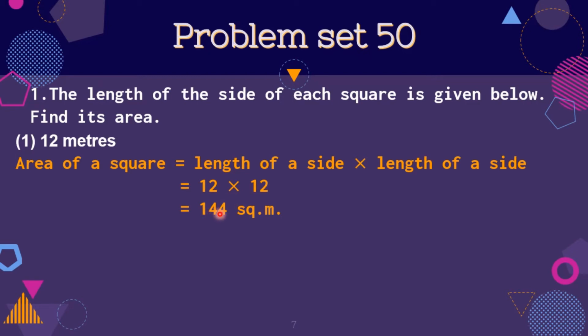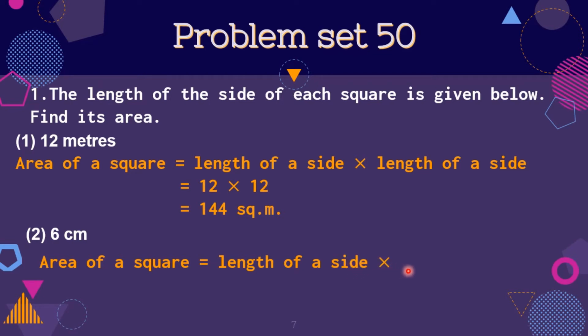Now second, we have the length of the side of a square is 6 centimeter. So let us find out its area. We have area of a square is equal to length of a side into length of a side. Here we have the length of the side of this square is 6 centimeter. So we write 6 into 6 which is equal to 36 square centimeter.